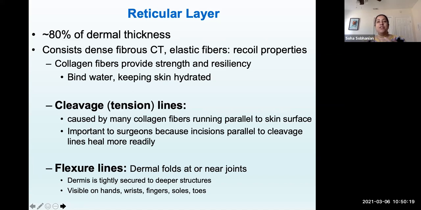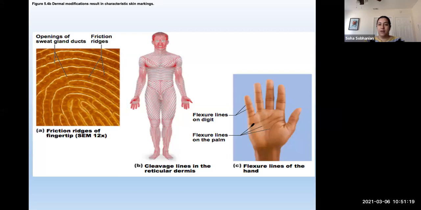Now, the reticular layer, which is the much thicker layer of the dermis, again has a lot of protein fibers, but what you need to know associated with the reticular layer is these two, what we call cleavage or tension lines and flexure lines. So flexure lines are basically the lines where the skin is connected to the bone underneath it. You know how they say they read the palm of your hand, right? All the lines that you see at the palm of your hands, the little separation for each of your fingers, these lines represent flexure lines. So the lines that you see at the wrist, at the bottom of your feet, at your ankles, these lines are called flexure lines. Very visible lines. So like here, again, these are your flexure lines that you see.